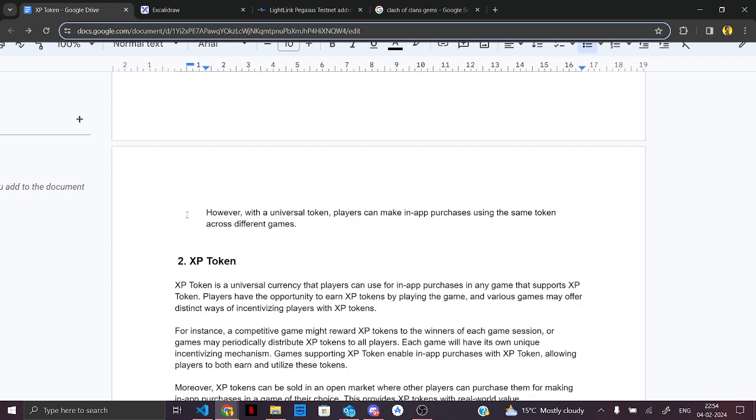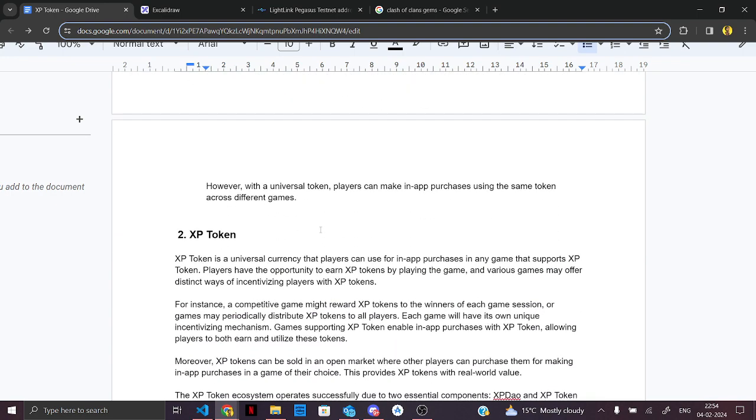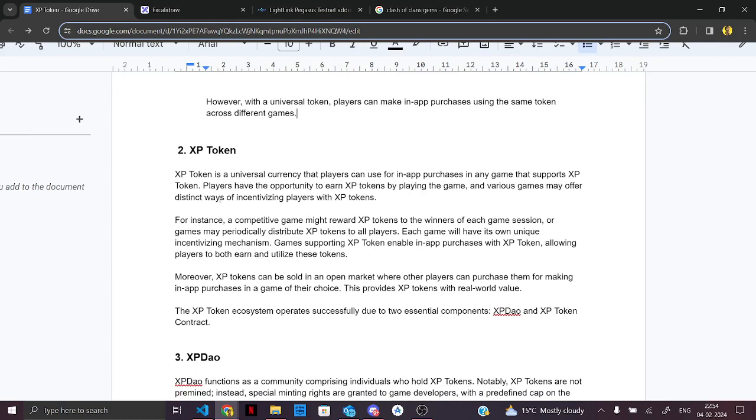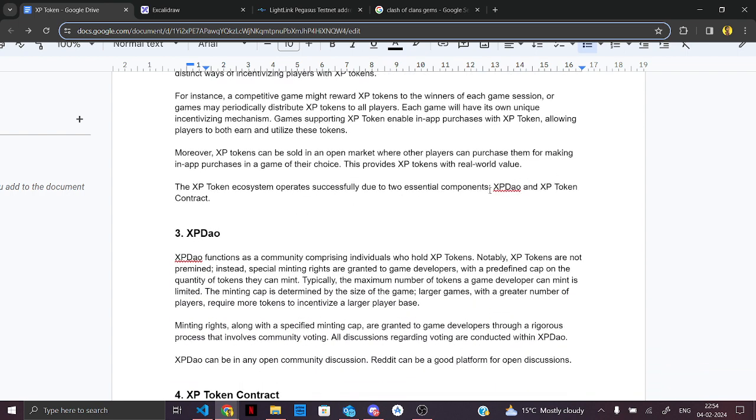But with a universal token you can solve all these problems. But you'll ask, why a universal token? That is a very simple idea, but the devil is in the details. We'll try to understand how this idea can make this into a possible standard for all in-app purchases. So XP token is basically a universal token or currency that players can use for in-app purchases. I explained that. Let's jump right here.